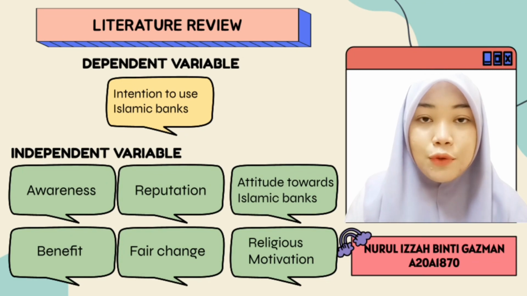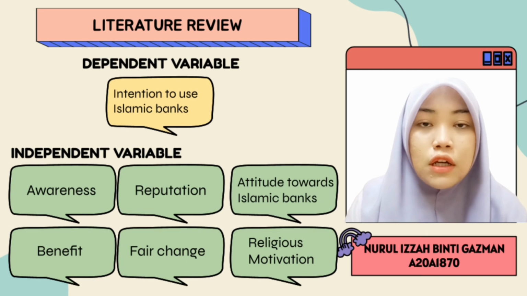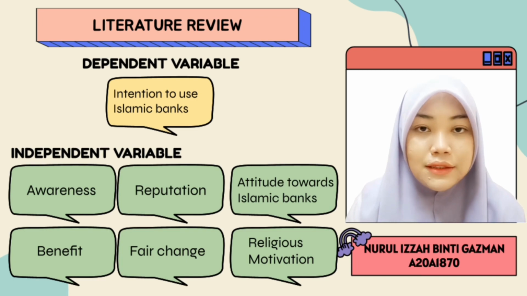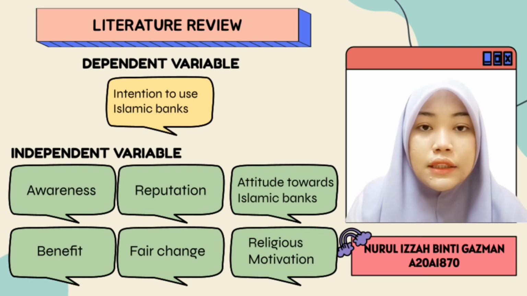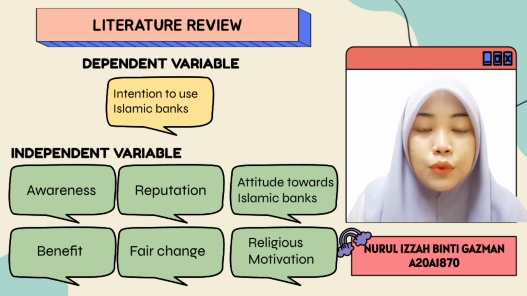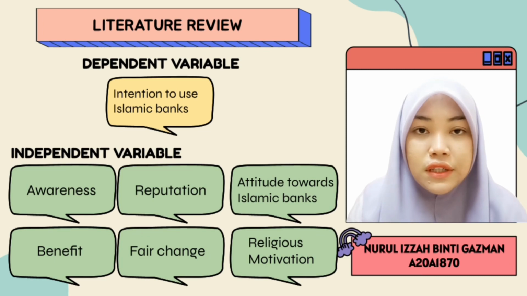Other than that, I want to present about the literature review. The conceptual framework shows that all the independent variables affect the dependent variable. This research study has 6 independent variables and 1 dependent variable. The dependent variable is intention to use Islamic bank, while the independent variables are awareness, reputation, attitude toward Islamic bank, benefit, fair change, and religious motivations.